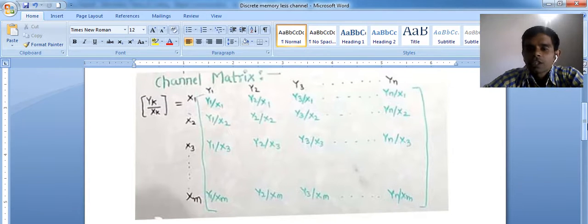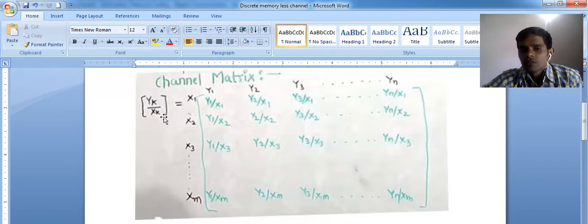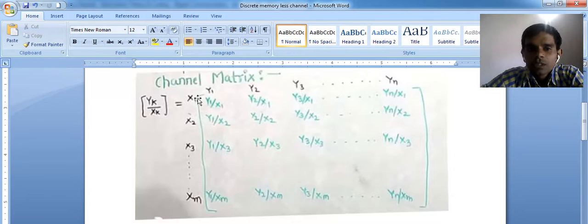This is the channel matrix. We have y of k and x of k. Y of k represents your output, x of k represents your input. We have inputs x1, x2, x3 to x of m. Here the outputs are y1 to y of n. Then y1 divided by x1, y2 divided by x1, y3 divided by x1, up to y of n divided by x1.